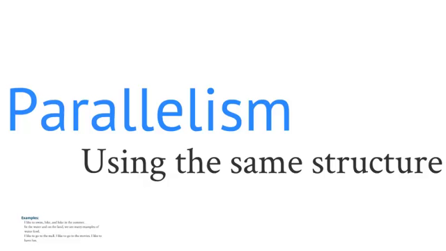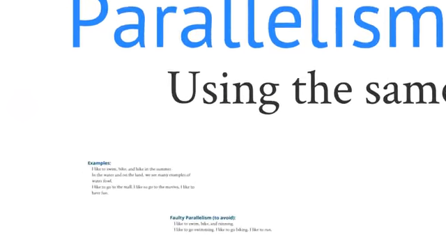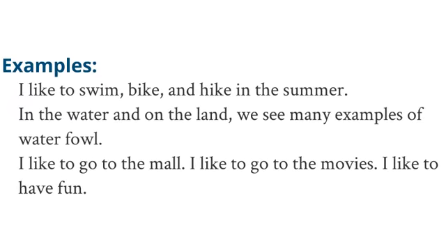We might have several sentences that are constructed in the same way. And it can be an effective technique to show that these pieces that we are putting in a parallel structure really all go together. So, for example, I like to swim, bike, and hike in the summer. That list of verbs is all in the same form. They're all kind of an extension of the word to. I like to swim, I like to bike, I like to hike.